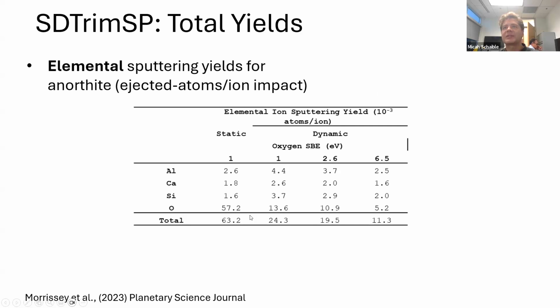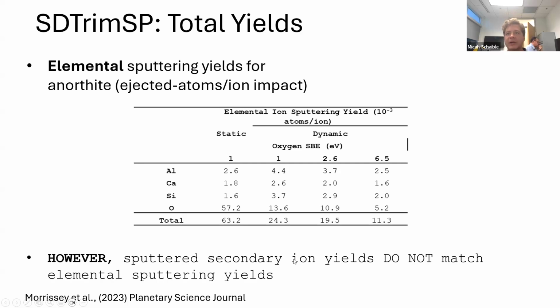0.06 for the static case, about 0.02 for the dynamic case. But when we dial up that oxygen surface binding energy to more realistic values for minerals, we see that that drops to about 0.01 sputtered secondary ions, or I'm sorry, sputtered secondary species per incident ion. But it's important to note that the sputtered secondary ion yields do not match the elemental sputtering ion yields.